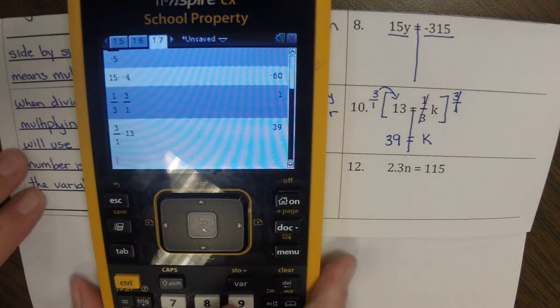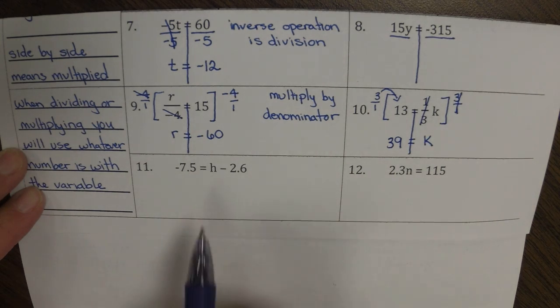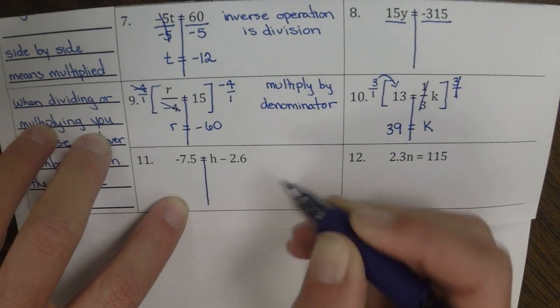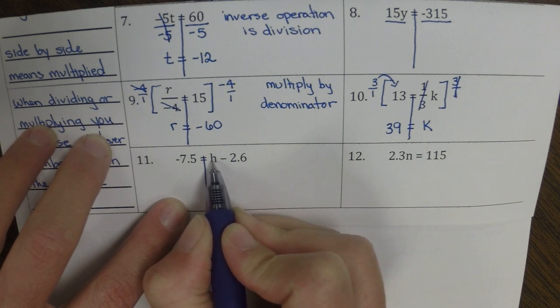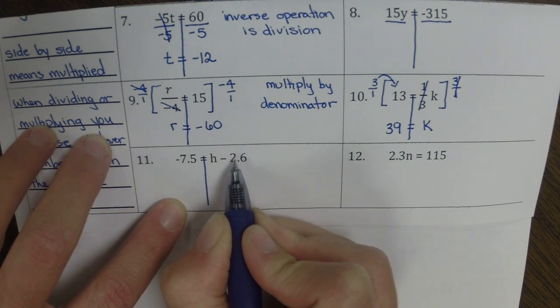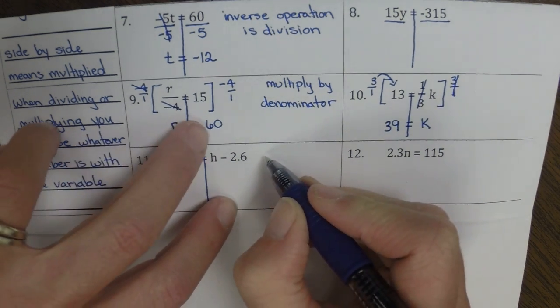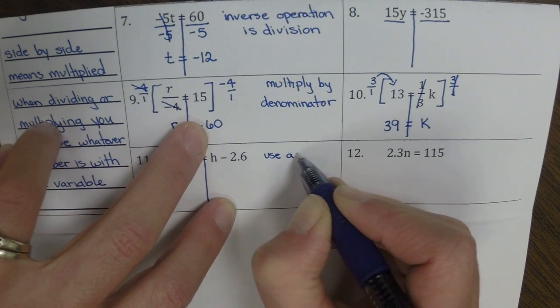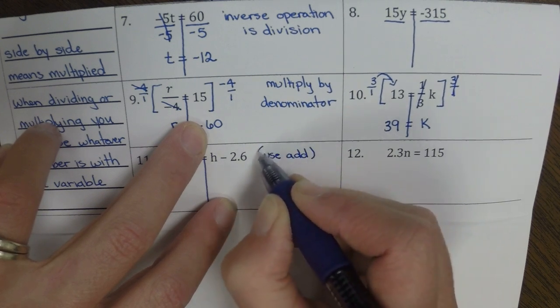Good. So I'm going to leave 11 and 12 for you to do. I want you to kind of take a glance. Notice that your variable is on the other side. So here's the variable. This is what we're trying to get rid of. What operation is it? It's subtraction. So to solve, you're going to use addition. Okay, I'm just giving you little hints.